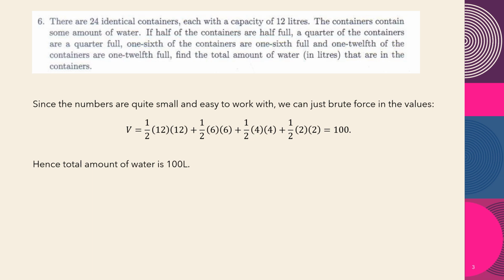Same thing for everything else. Half times 6 will refer to your volume inside, and 6 refers to the number of such containers which have the stated volume. So we have half times 12 times 12 plus half times 6 times 6, all the way to half times 2 times 2. Then we get 100. Nice. So that's it. The total amount of water is 100 liters.